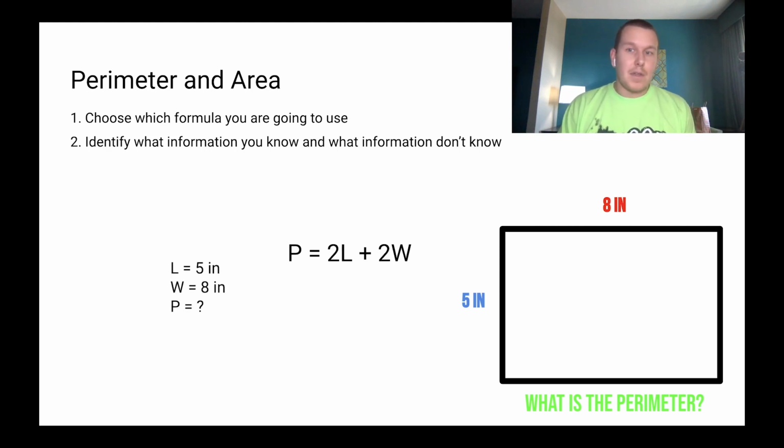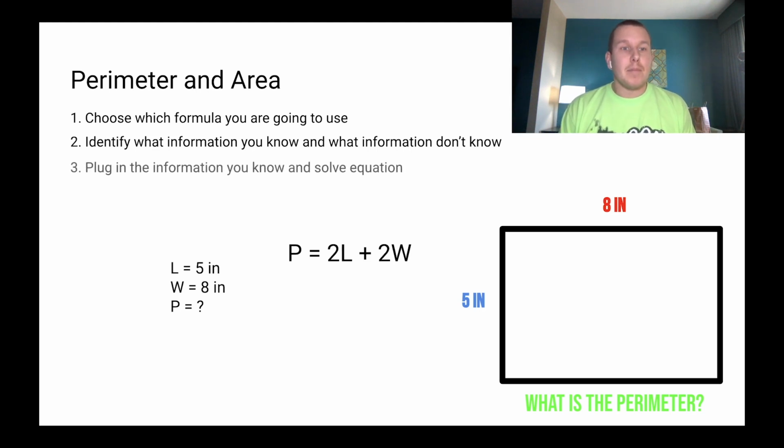So these are the things we know and we don't know. We know the length is 5 because the length is how tall something is. We know the width is 8 because it's how wide something is, like Mr. E's pretty wide, big boy. And then P is perimeter, and we don't know that quite yet. I'm sure some of you guys have already figured out the answer, but we haven't been given the perimeter.